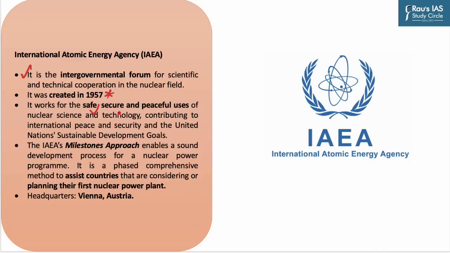It works for the safe, secure and peaceful uses of nuclear science and technology, contributing to international peace and security and the United Nations Sustainable Development Goals, that is SDGs. Now another important aspect is IAEA's milestone approach. What is it? It enables a sound development process for a nuclear power program. It is a phased comprehensive method to assist countries that are considering or planning their first nuclear power plant, and this is true for Bangladesh in this case, and that is why IAEA is assisting. The headquarters of IAEA is located in Vienna in Austria.